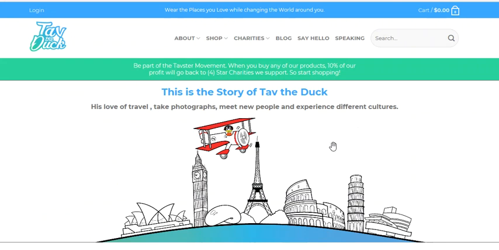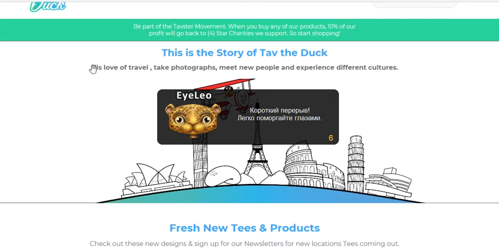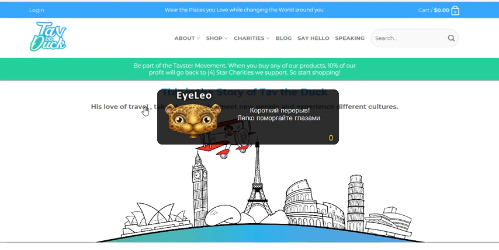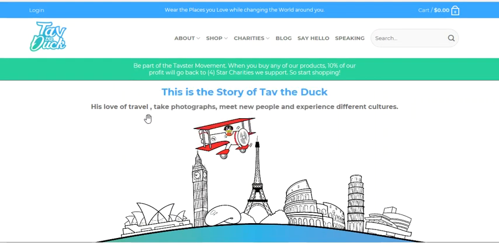Because the way this is worded currently is focused on the brand, not focused on the visitor. This is the story of Tav the Duck. Okay, that's a fine start. His love for this and this and this and this. It's all about him, not about you, the visitor. Right? So, second person usually is a stronger way to write copy most of the time in most contexts. It's the safest. It's the hardest thing to screw up. It gives you the best chance of success.